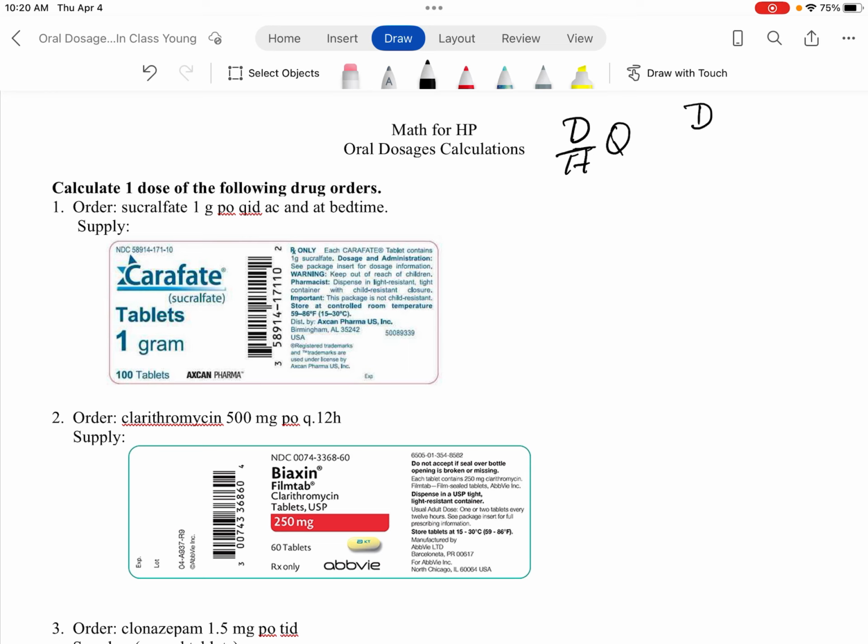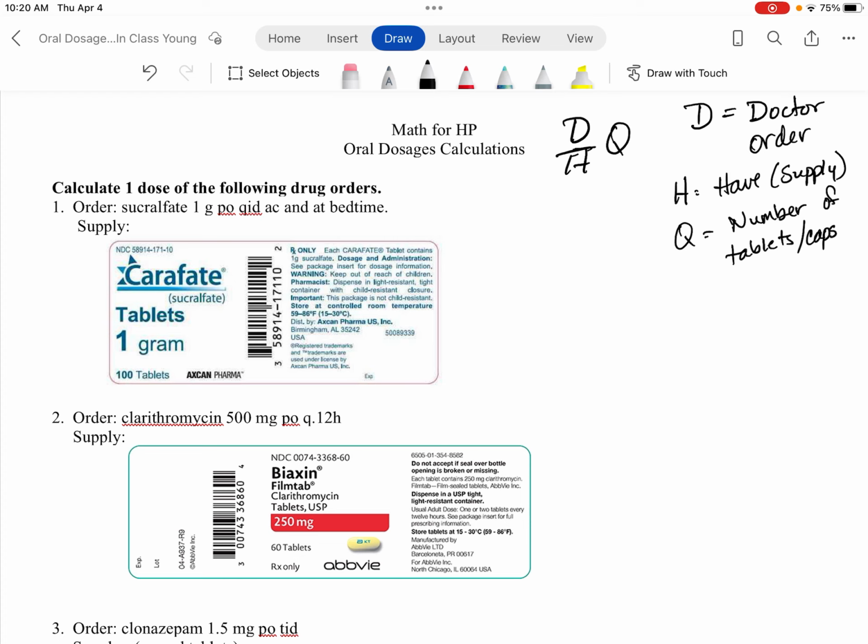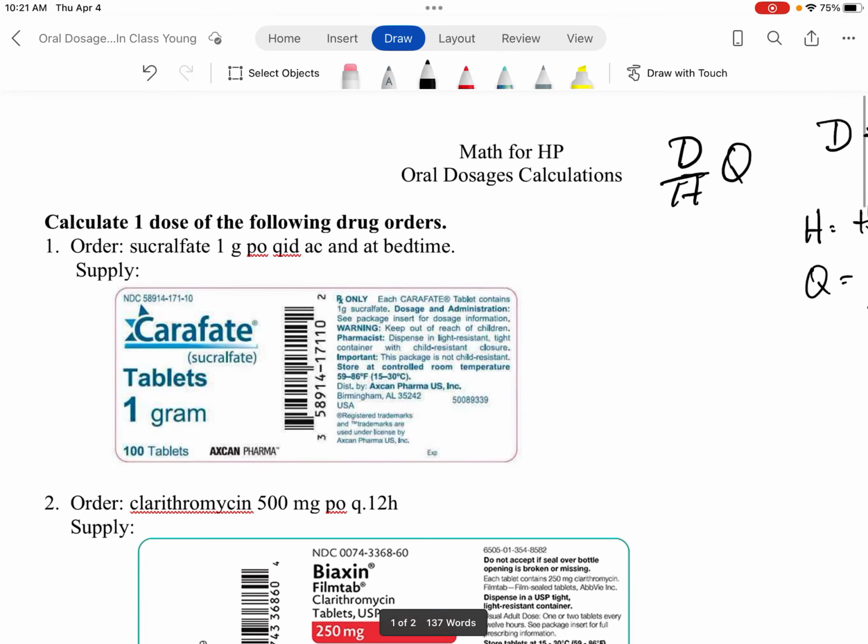The D, which is my desired, is also my doctor's order, or the APN, or whatever health profession. So this is your order. The have is what you have on hand, or your supply. The weight of the medication in the supply. And the quantity is, in this case, the number of tablets or capsules that you'll give, or that you have per the dose. So you can find your supply dose on your label.